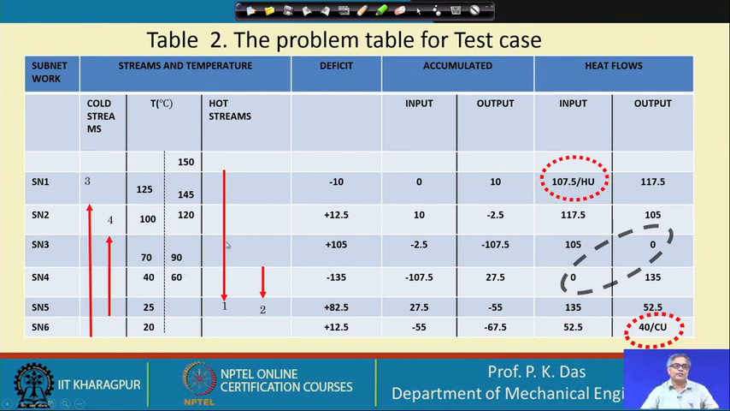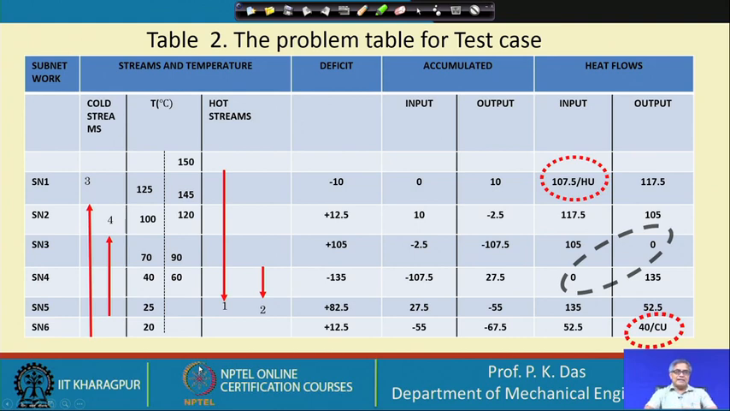Then there are two hot streams, one hot stream is 150 degree Celsius to 60 degree Celsius, and another is from 90 degree Celsius to 60 degree Celsius. So, these two streams are also shown. So, 150 to 60 and then from 90 to 60. So, you can understand that this side we have got the temperature of the hot streams, and this side we have got the temperature of the cold streams.